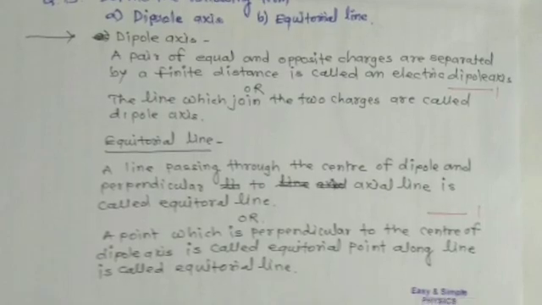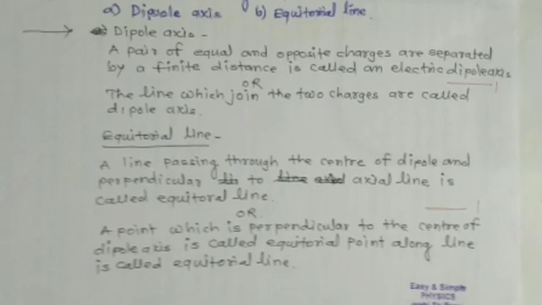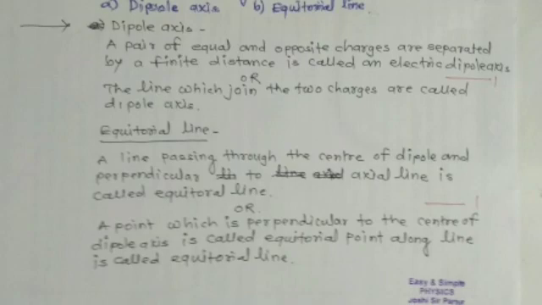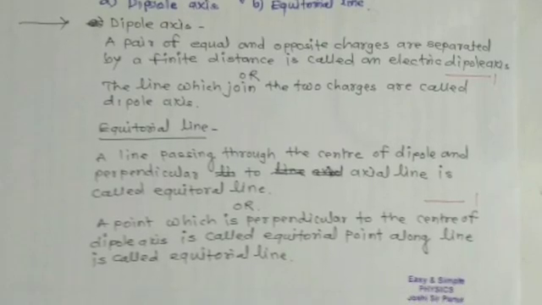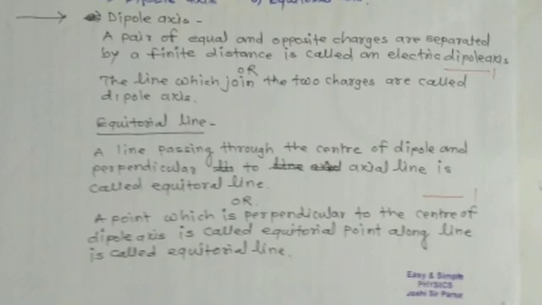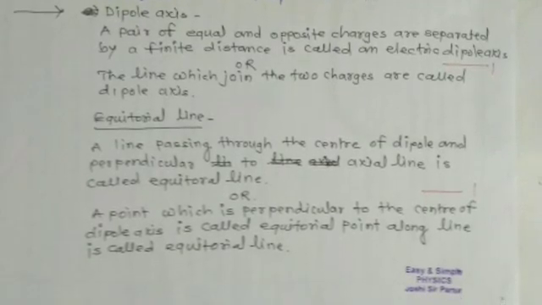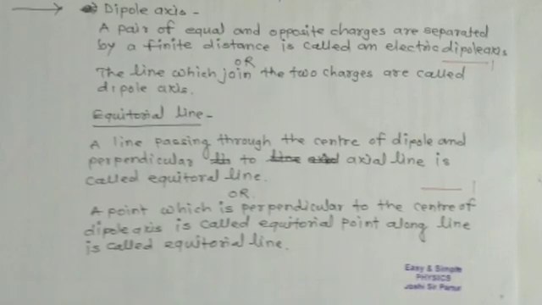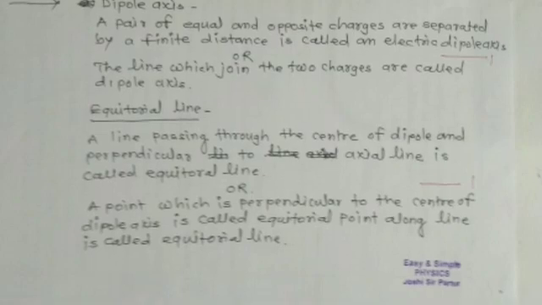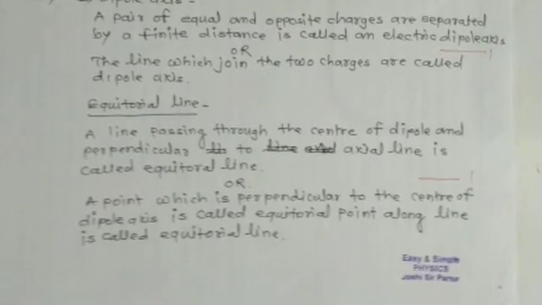Equatorial line. A line passing through the center of the dipole and perpendicular to the axial line is called the equatorial line, or a point which is perpendicular to the center of the dipole axis is called an equatorial point, and the line along it is also called the equatorial line. Each definition carries 1 mark.